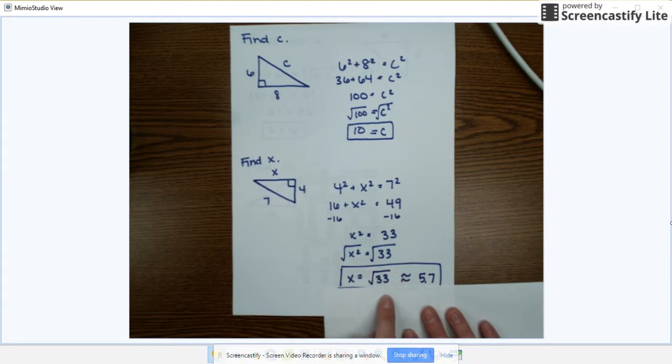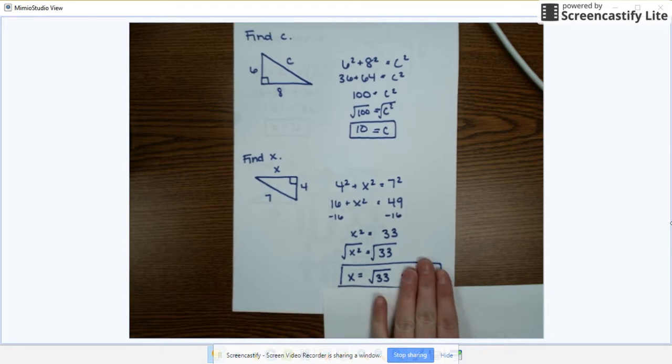Generally, I will want you to keep it as a square root because that is exact. If you rounded it to a decimal, it'd be about 5.7, but I want you to get in the habit of just doing square root of 33.